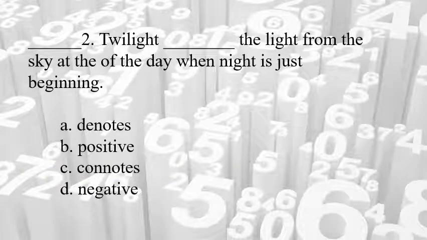Number 2. Twilight blanked the light from the sky at the day when night is just beginning. Is it A, denotes, B, positive, C, connotes, D, negative? If you answer letter A, denotes, then you are correct.